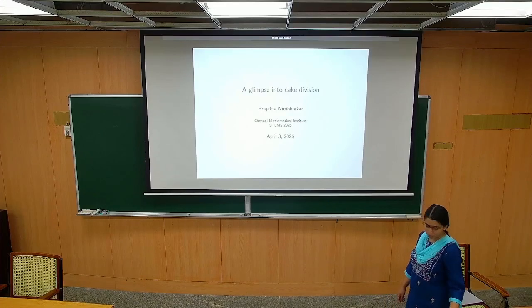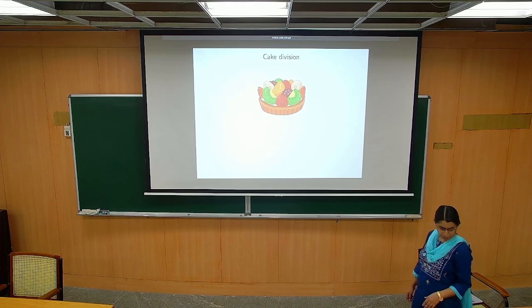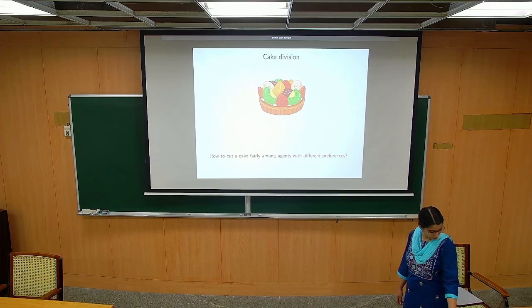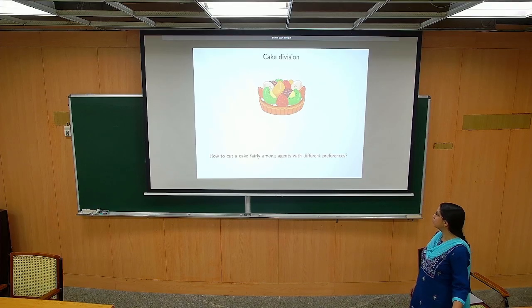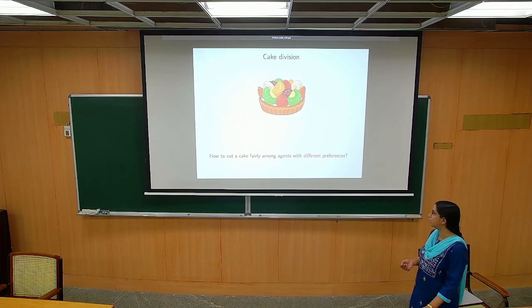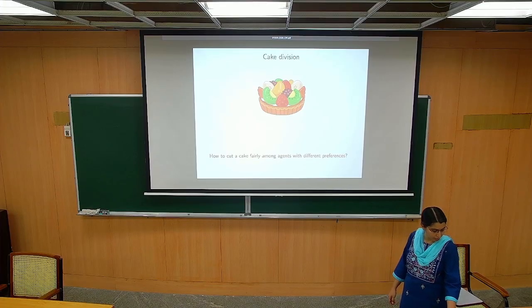I will talk about cake division. It's a simple problem: there is a cake with several toppings and we want to divide the cake fairly, and we will see what fairness means. So the whole difficulty of the problem comes because agents have different preferences. As you see, there are various toppings and everybody doesn't like every topping equally.